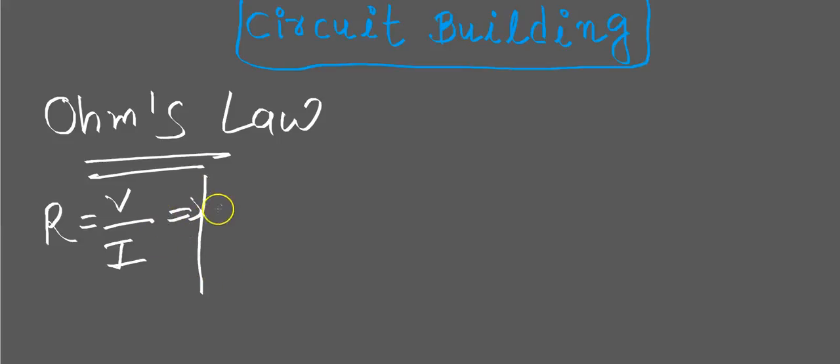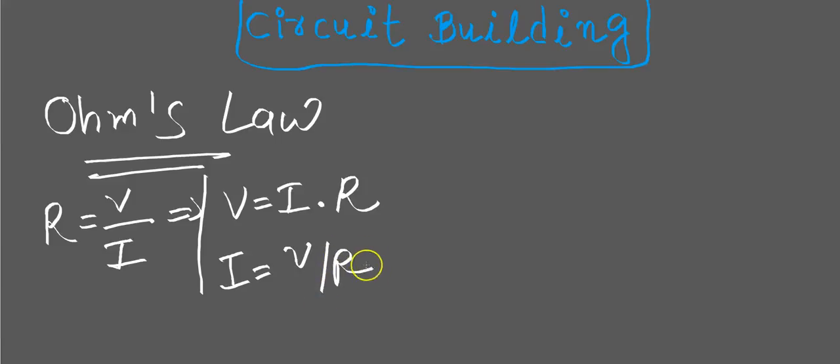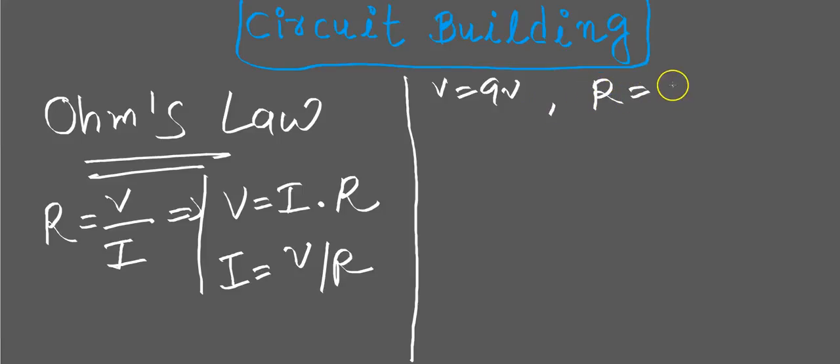R equals V upon I. V equals I into R, or I equals V upon R. Simple. They are all the same, right? So you can write the equation like this. Now let's put the values into this formula. V equals 9 volt, R is 220 ohms.